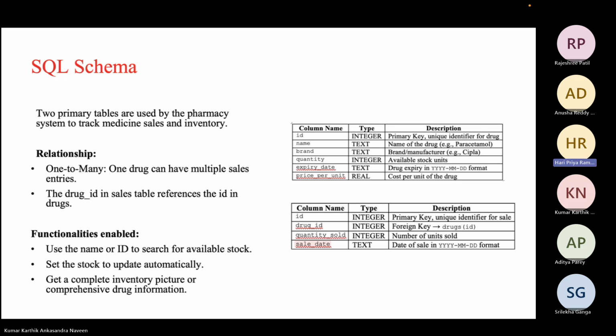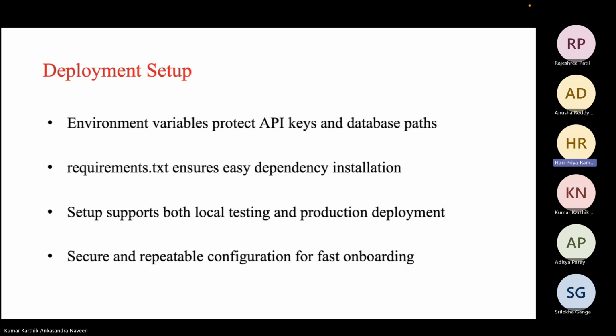So this is a simple one-to-many relationship table that we have simulated. One drug can have multiple sale records. The table references the drug ID from the drugs table. With this setup, the assistant can check if a drug is in stock using ID or name, auto update the inventory after a sale, and provide either a summary view or detailed info on a drug when asked. That concludes the system overview, and I will pass it on to Srilekha to take on from here.